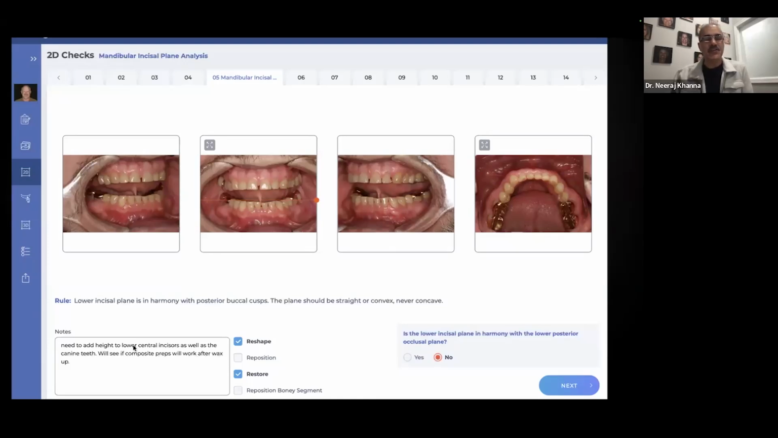If you look carefully on the slide, you can see we need to add height to the lower central incisors as well as the canine teeth. Can composite preps work after the wax-up? The answer is no. Is the incisal plane in harmony? The answer is no. So we're going to reshape, and I'm going to restore those teeth in composite.